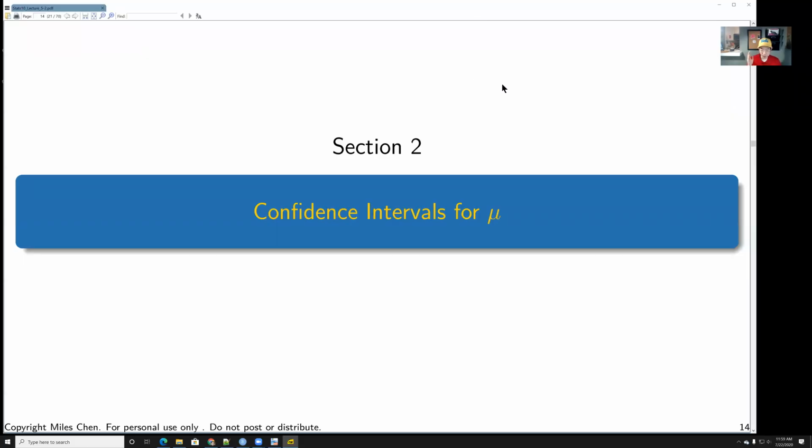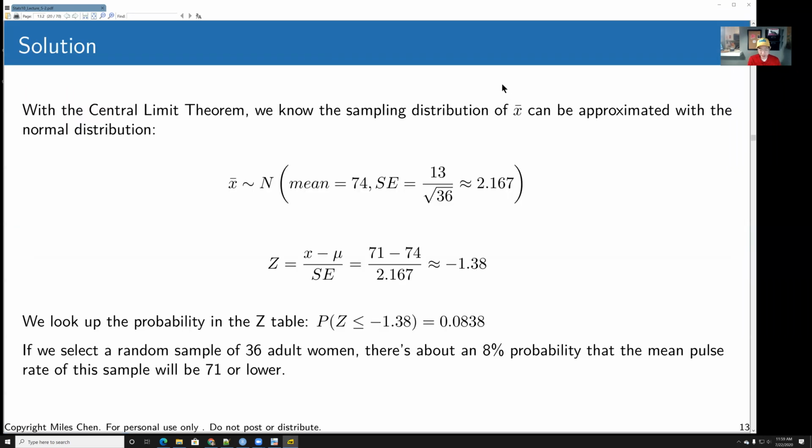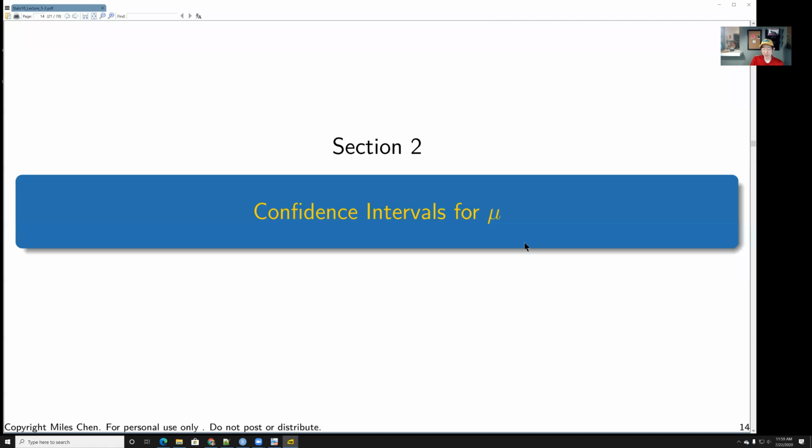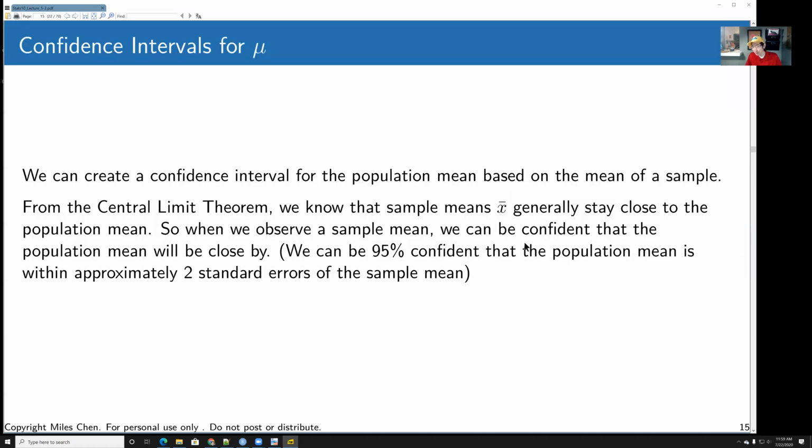Okay, so now that we said x bar comes from a normal distribution, we can develop a confidence interval.